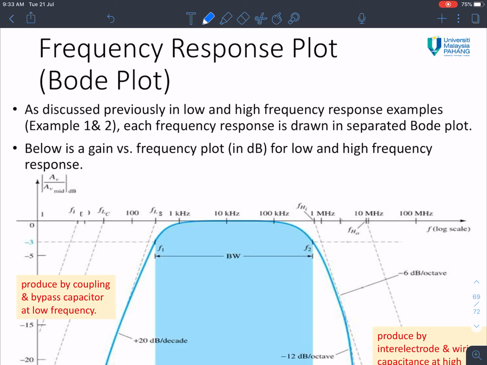As discussed previously in the low and high frequency response examples, each frequency response is drawn in a separate Bode plot. I mean, the low frequency has been drawn on a different page of the Bode plot, and the high frequency we draw on the second paper.